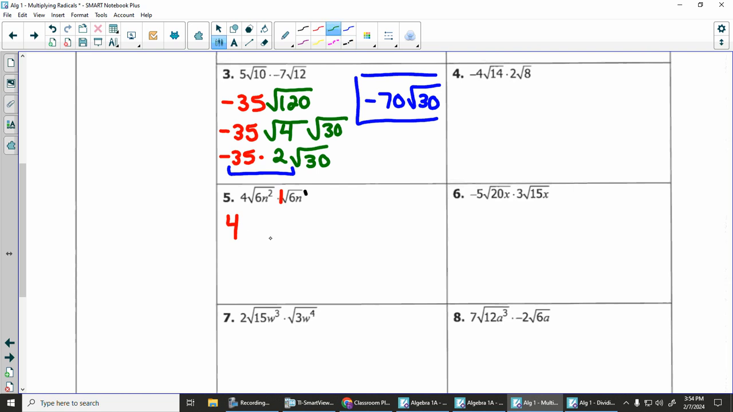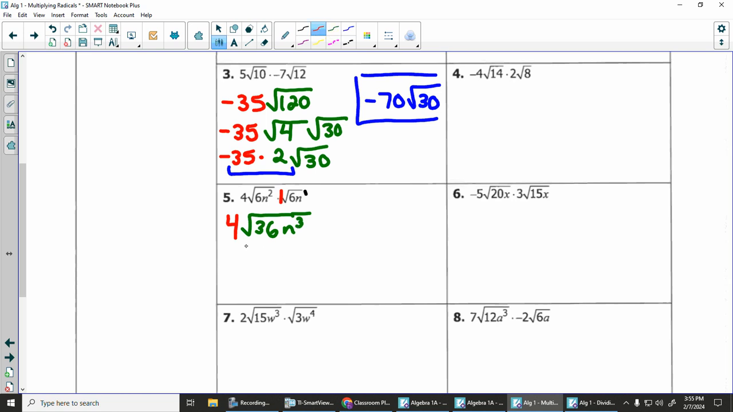Then I'm going to multiply my radicands. So underneath that radical, 6 times 6 is 36. N squared times n. If we remember from our last unit, our product rule, when we multiply, we add our exponents. So that's going to be an n to the third. And now I'm going to have to try to break down this radical. Okay, so the actual multiplication is done, but now I'm working on simplifying.